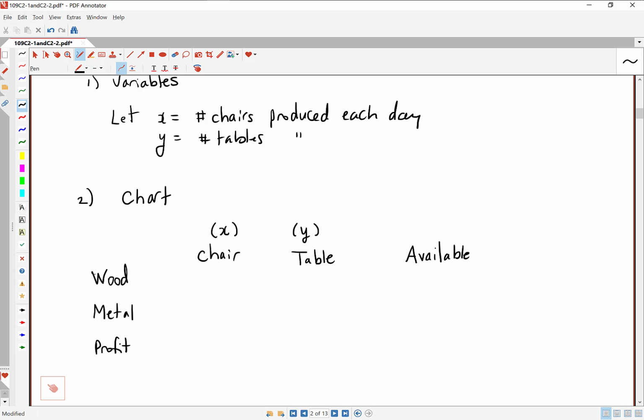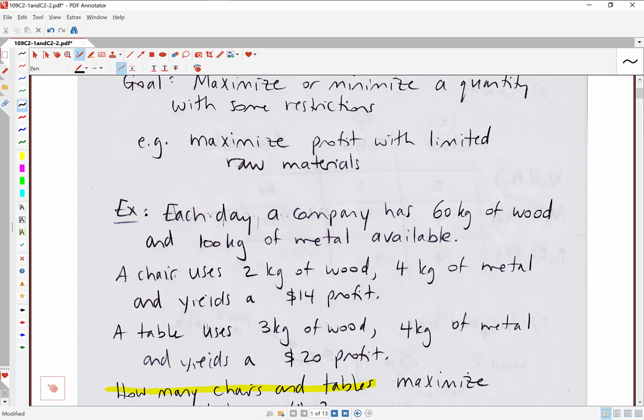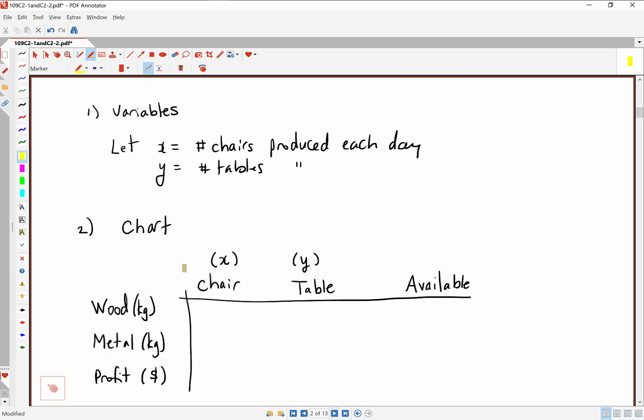If we wanted to put units on here, wood is going to be measured in kilograms, so is metal. Profit will be measured in dollars. Our goal is to pull the information out of the question and put as many numbers into these positions as possible. So let's take a look back at our question. First thing we're told is how much of these different materials the company has available. So we've got 60 kilograms of wood and 100 kilograms of metal available each day. So that's 60 and 100.